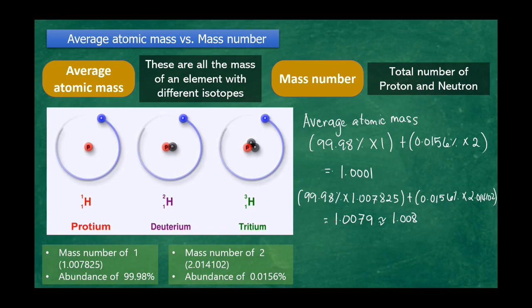But we will use the term average atomic mass. So this is how atomic mass is computed. Okay, do you have any questions so far about the average atomic mass and the mass number? Thumbs up if you don't have any question.